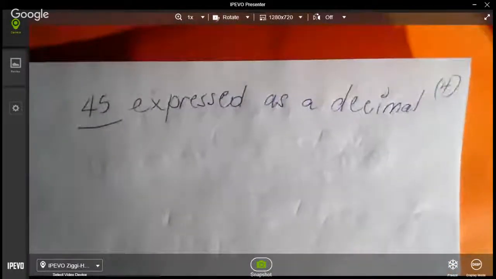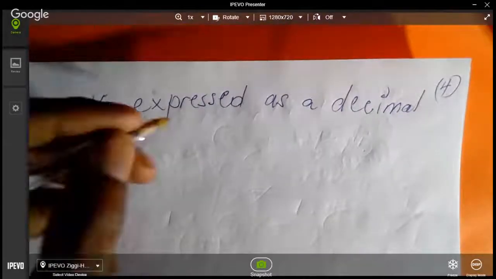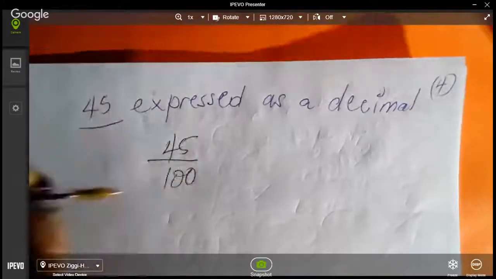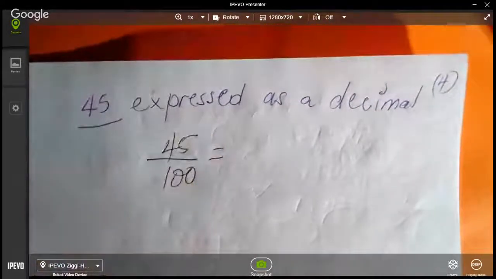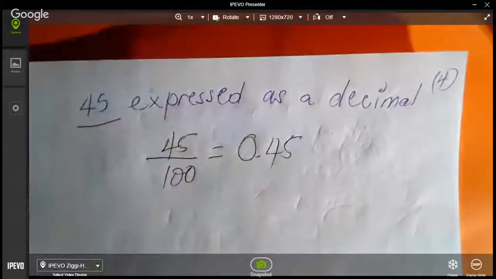45 expressed as a decimal. Sir, 0.45. So we could convert this 45 to 45 over 100 and then 0.45. That's okay? Yes, sir.